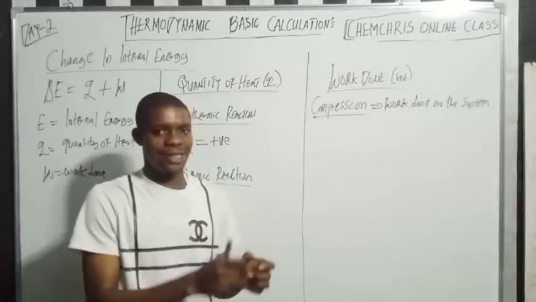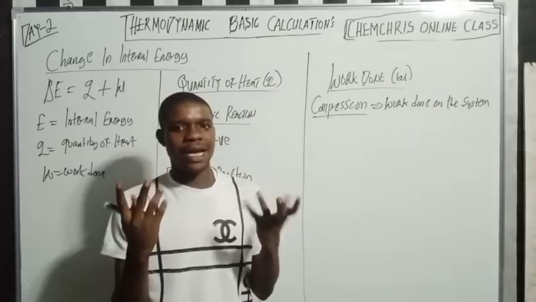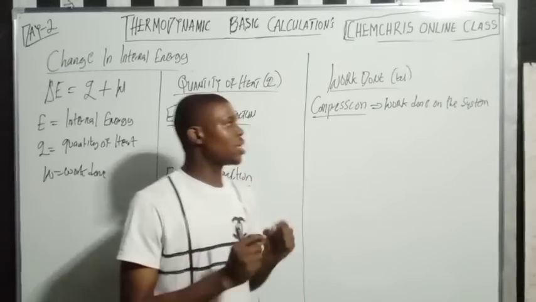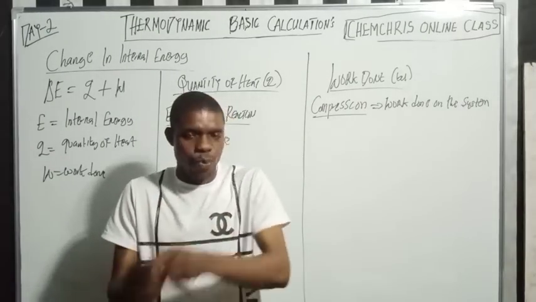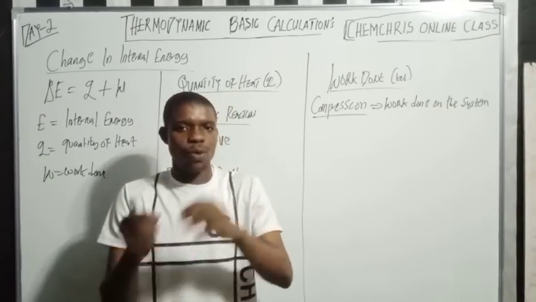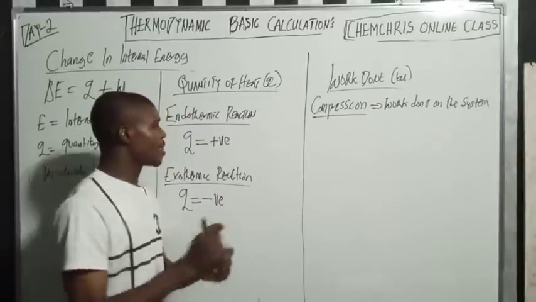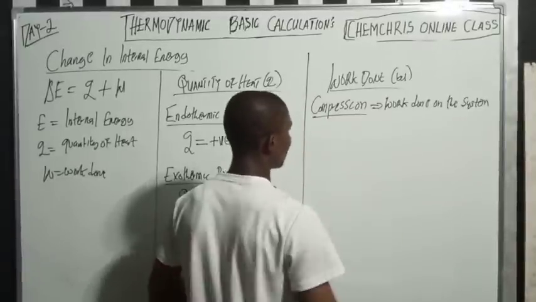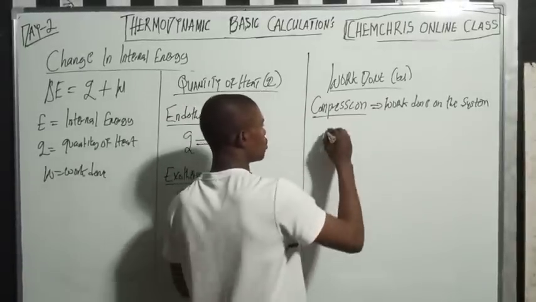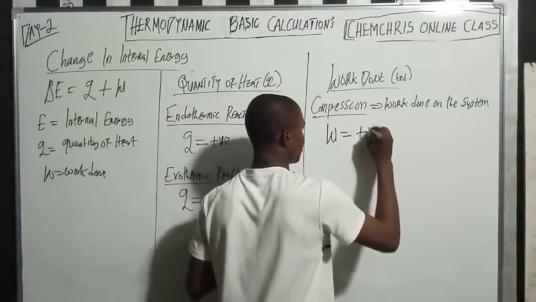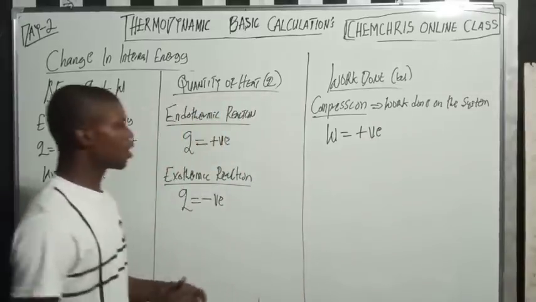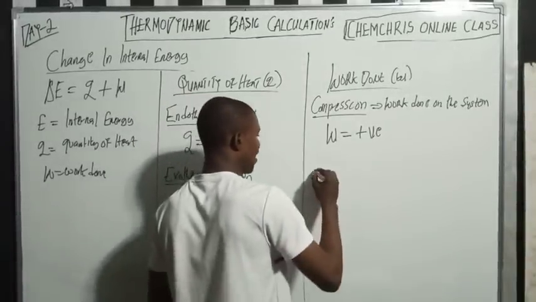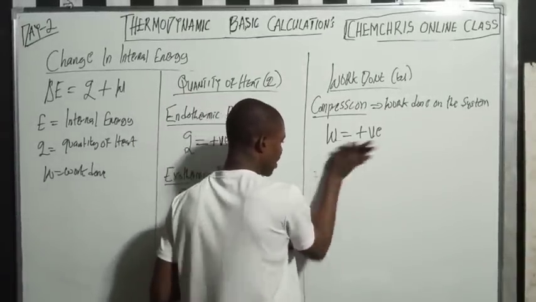And whenever work is done on the system, look at something here. People are always confused. We are going to look at various questions on this. So whenever work is done on the system, W is positive. Work done on the system is positive. Now we have expansion.